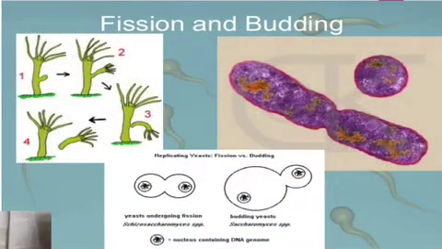So this is the diagram of fission and budding. You can see there is a cell which divides into two daughter cells, and here is budding in diagram 1, 2, 3, and 4. From the bud it reproduces the new buds also.